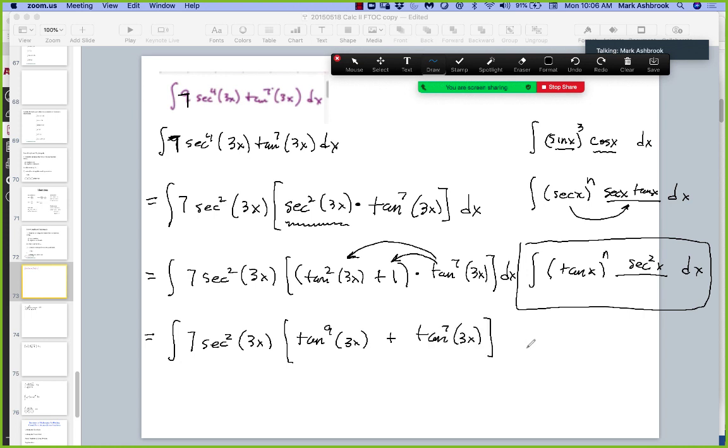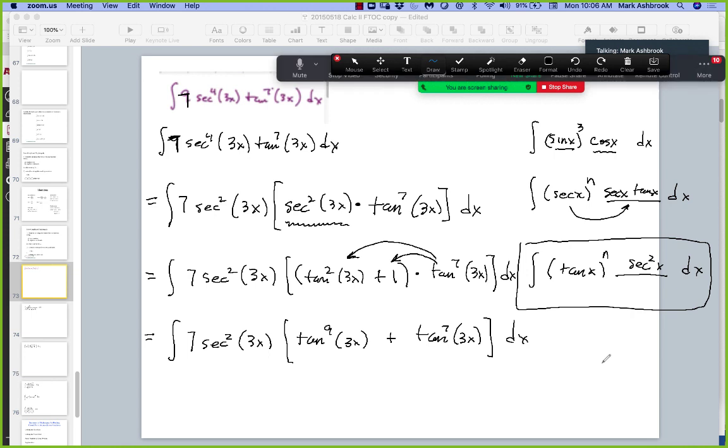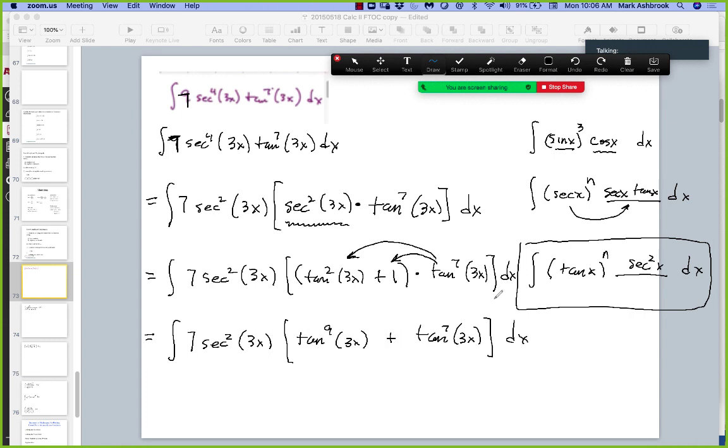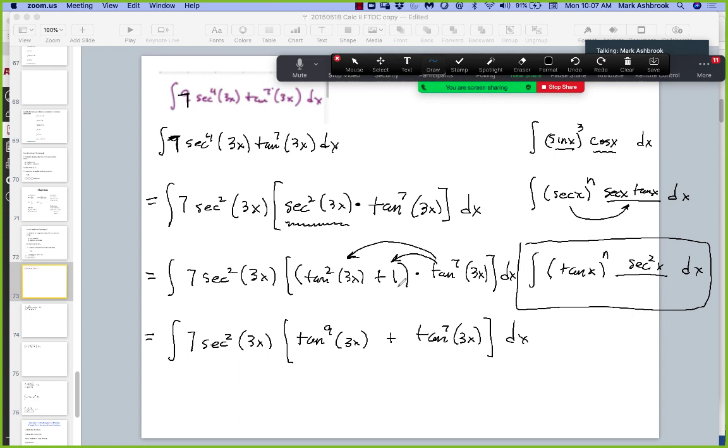Okay, so stop me if I lost you along the way here. Everyone following what I've done so far? Here's my goal: get it to look like secant squared times powers of tangent. So I pulled off a secant squared, then I have what's left. I want to get it all in terms of tangent, so I changed the secant squared using the identity to tangent squared plus 1. Then I distributed my tangent to the 7th, and here I am.